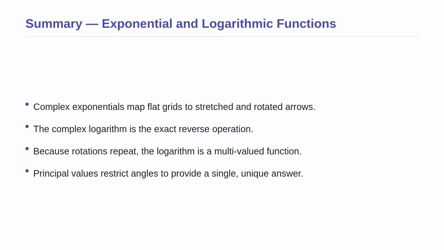As we wrap up, let us review the most important ideas we have covered. We saw that the complex exponential function takes a flat grid coordinate and transforms it into a stretched and rotated arrow. The complex logarithm does the exact reverse. But because rotations repeat themselves, it provides infinitely many valid answers. By restricting the angle, we can define a principal value to get a single useful answer.